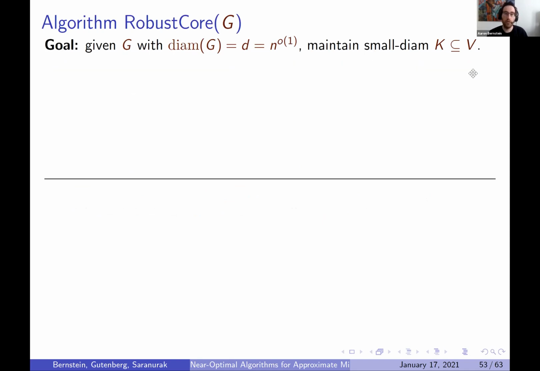Okay, so we now have all the ingredients for a new robust core algorithm.